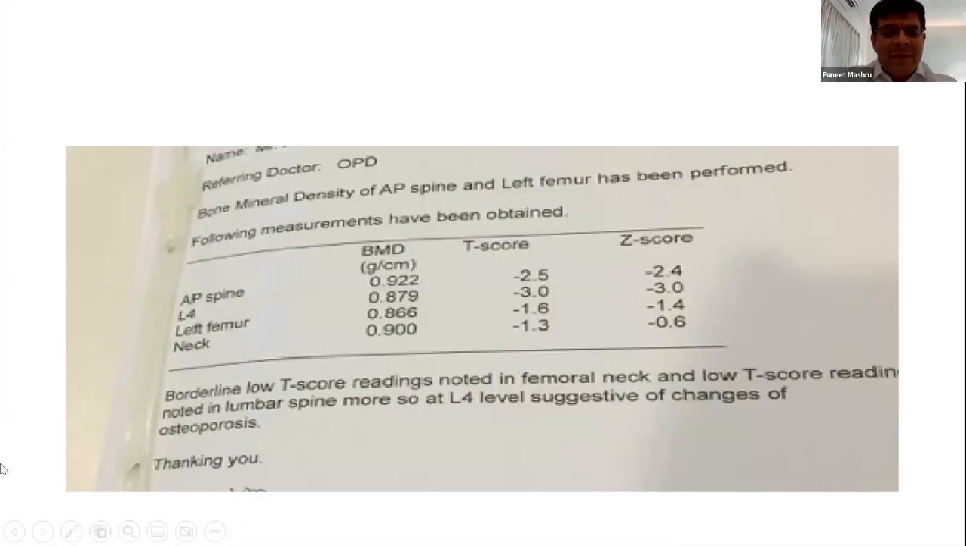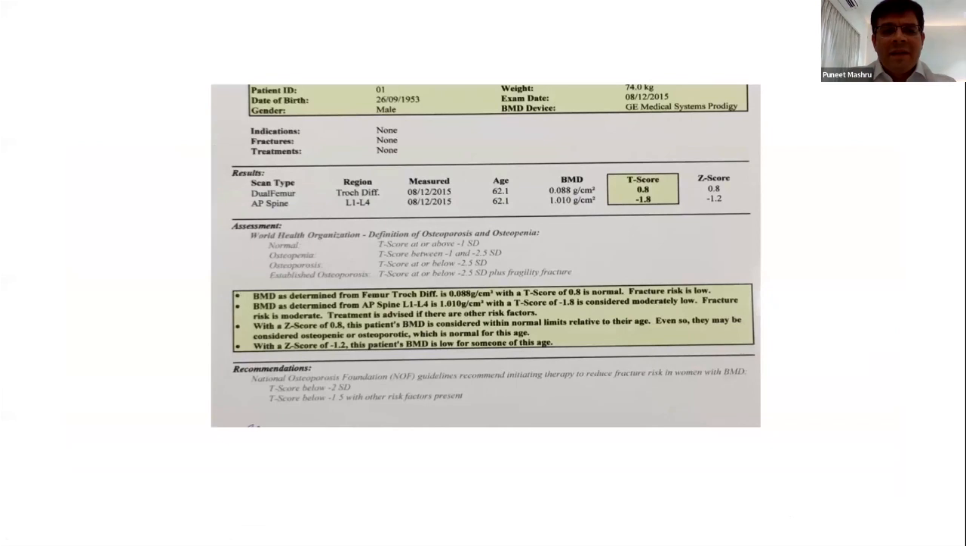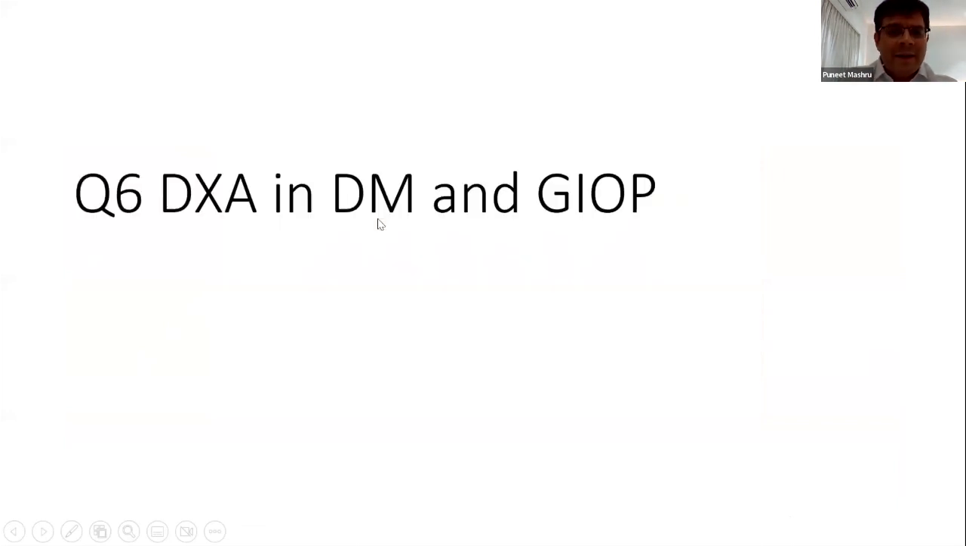Here you can see that they have taken a single vertebra to make a diagnosis, like an L4. We don't do that. We need at least two vertebrae to make a diagnosis. Here we can see that they have taken the trochanter as the region of interest, which is again incorrect.